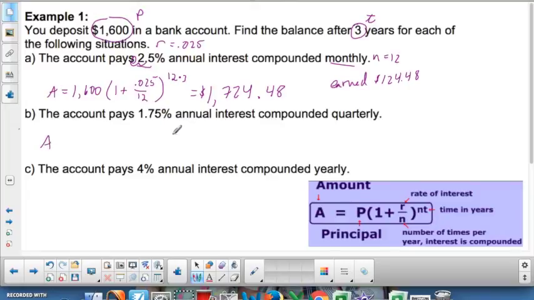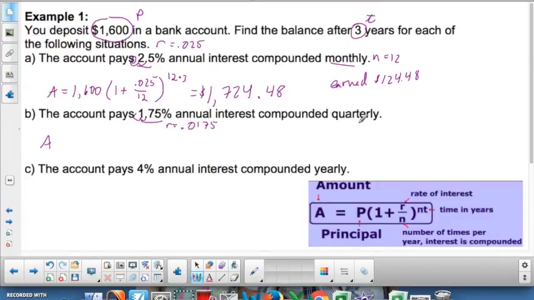So this time the account pays 1.75%, which means my r, remember, we have to move it 2 decimal places. That is the most common mistake here. You'd think it'd be this crazy formula. It's not. It's forgetting to move that decimal. So move that, and we get this.